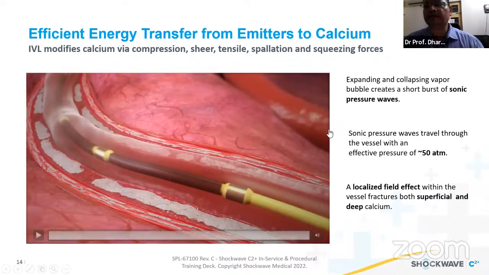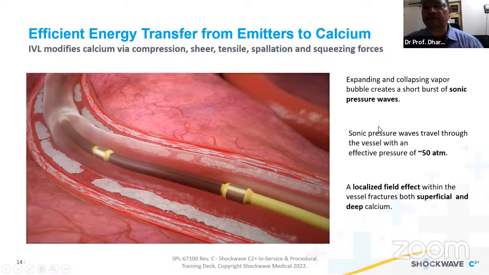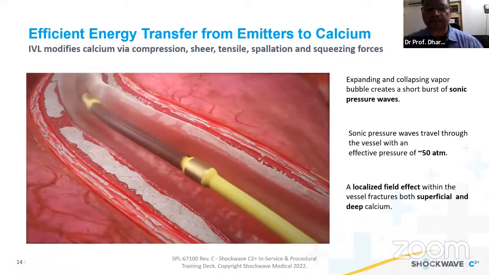So it's an expanding and collapsing vapor bubble, which creates a short burst of sonic pressure waves. These pressure waves travel through the vessel with an effective pressure of around 50 atmospheres. And there is a localized field effect within the vessel, which fractures both superficial and deep calcium.